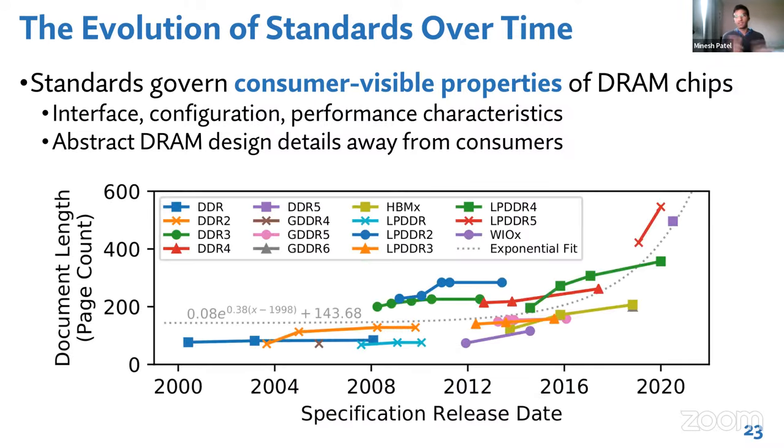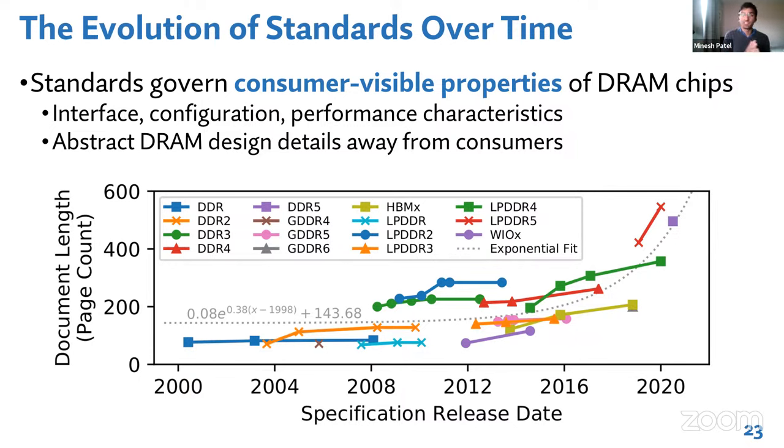Just as an interesting piece of data, this graph shows data from our datasheet analysis where we look at the length of different DRAM standards documents in page count along the y-axis across the release date of these specifications. We see that, ranging from older generation DRAM chips, such as the original DDR and DDR2 memories, to memories that we're looking at today, such as LPDDR5 and DDR5, these documents have become much, much longer. This is correlated with the complexity of the designs themselves and the different features they expose and the performance characteristics that they describe. We can expect this trend to potentially continue.